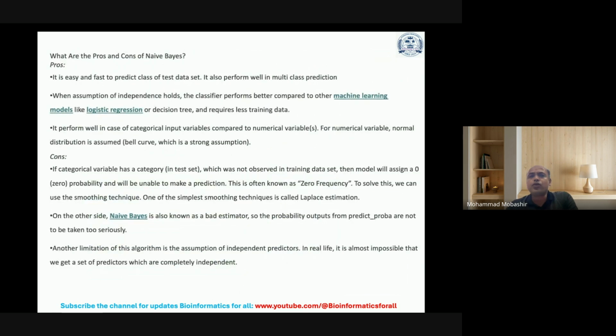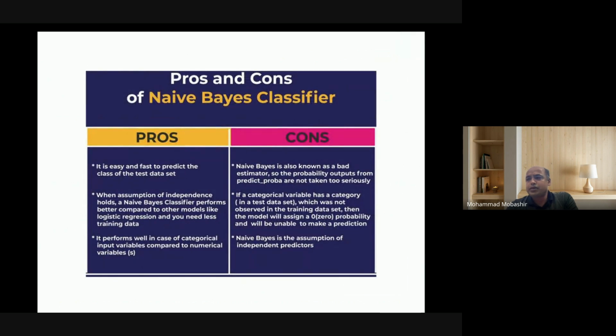Now, what are the pros and cons of the Naïve Bayes algorithm? In summary, first the pros. The positive thing is it is easy and fast to predict the class of the test data set. When the assumption of independence holds, a Naïve Bayes classifier performs better compared to other models like logistic regression, and you need less training data. It performs well in the case of categorical input variables compared to numerical variables.